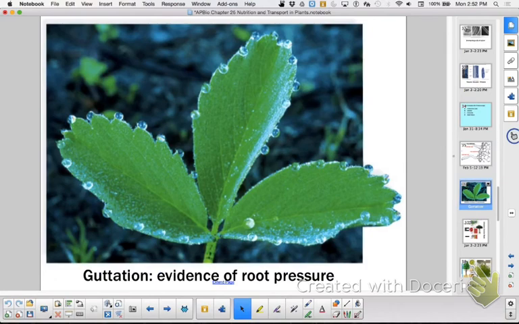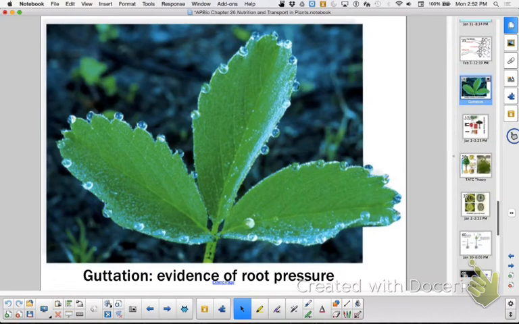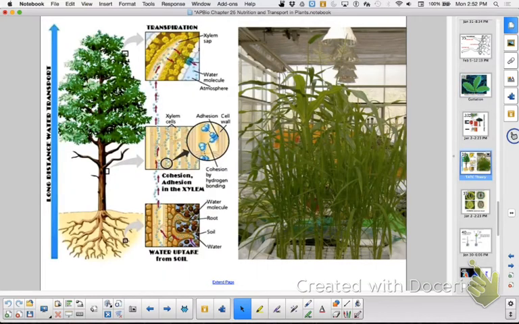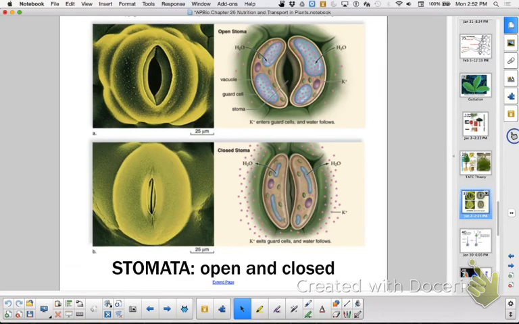This is evidence of root pressure. And I already went through the discussion with you about xylem, so I feel comfortable about that. So let's move on to stomata, how they open and close.